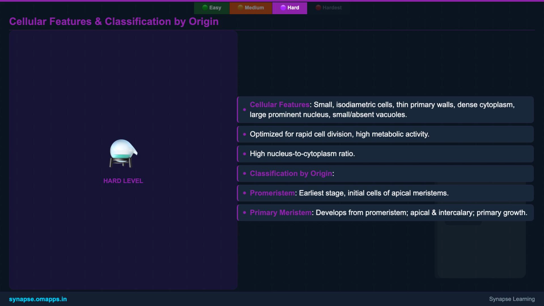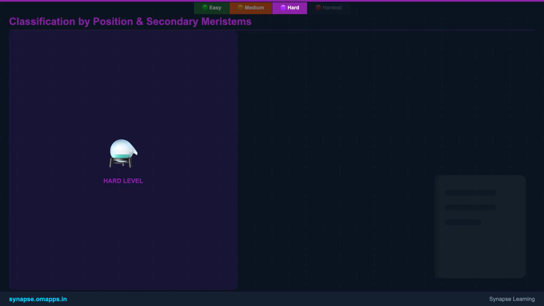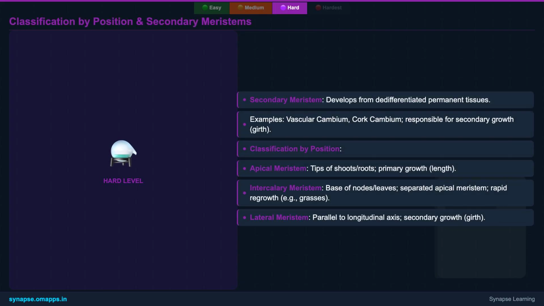Classification by origin reveals promeristems as the initial cells, leading to primary meristems for length growth, and secondary meristems, which arise from differentiated cells to enable girth growth. Let's look at the classifications more closely. Promeristems are the foundational, embryonic cells. Primary meristems, which include apical and intercalary types, originate from these and are responsible for all primary growth, making the plant longer and forming its basic body plan, epidermis, cortex, and vascular tissues.